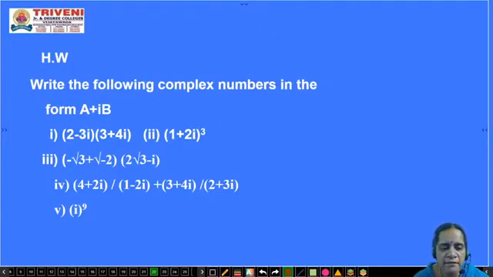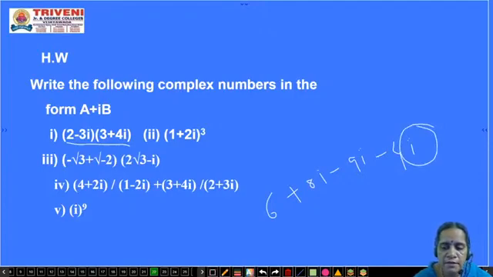First one is 2 minus 3i into 3 plus 4i. This also we have to write in the form of a plus ib. Then we have to multiply these two complex numbers. 2 into 3, 6 plus 2 into 4i, 8i minus 3 into 3, 9i, plus minus 3i into 4i, minus 12i square. Here also write the value of i square is minus 1, that is equal to 6 plus 12, 18, minus i. Here a is equal to 10 and b is equal to minus 1.